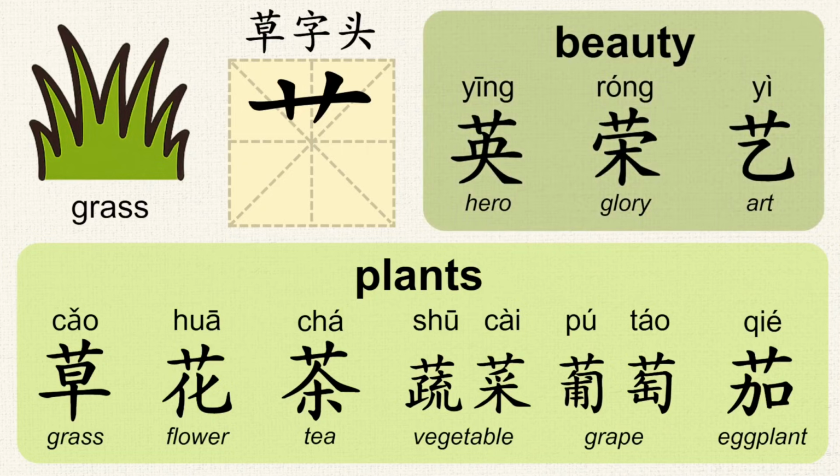For example, 英 as in 英雄, which means hero, 荣 as in 光荣, meaning glory, or 艺 as in 艺术, which means art. As I said in my transcription video, it's also frequently used when translating female first names, probably also with this meaning.